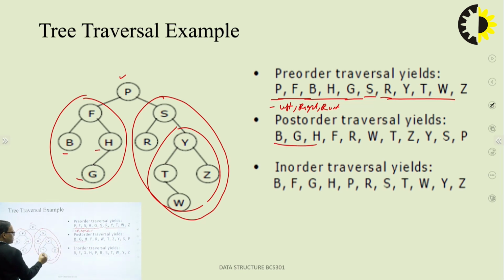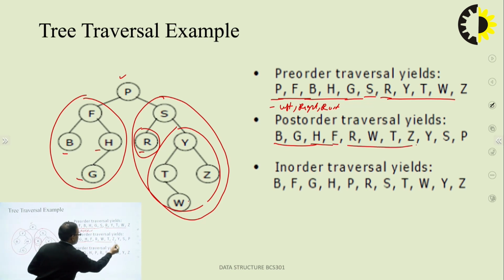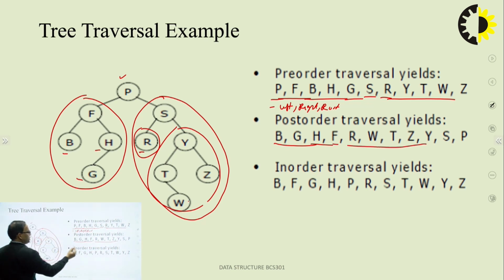Now come to this right subtree. In the right subtree, again we will visit the left, right and root. Again F will be visited here, left, right and root. So at first R, again the left subtree will be visited, the child of S is R. Next we will visit W, then T, then Z, then Y. After that S will be visited and in the last the root P will be visited.